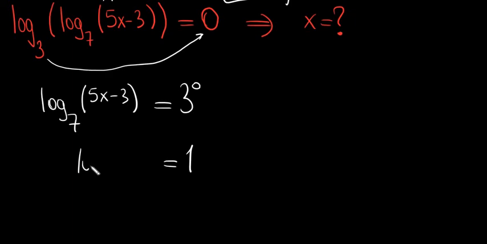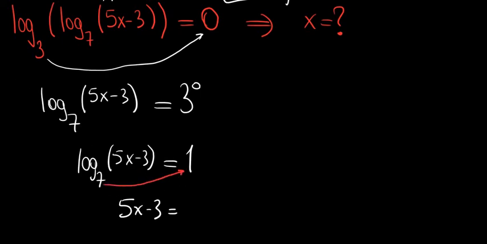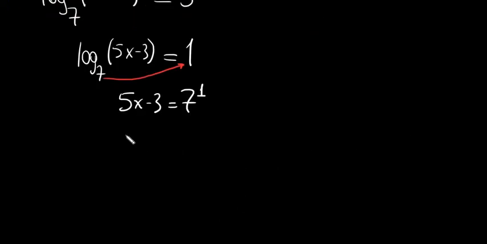So log base 7 of 5x minus 3. So now, in order to find 5x minus 3, this expression is going to be equal to 7 to the power of 1. Alright, so 7 to the power of 1 is going to be equal to 5x minus 3. So 5x minus 3 is going to be 7 to the power of 1, which is 7.